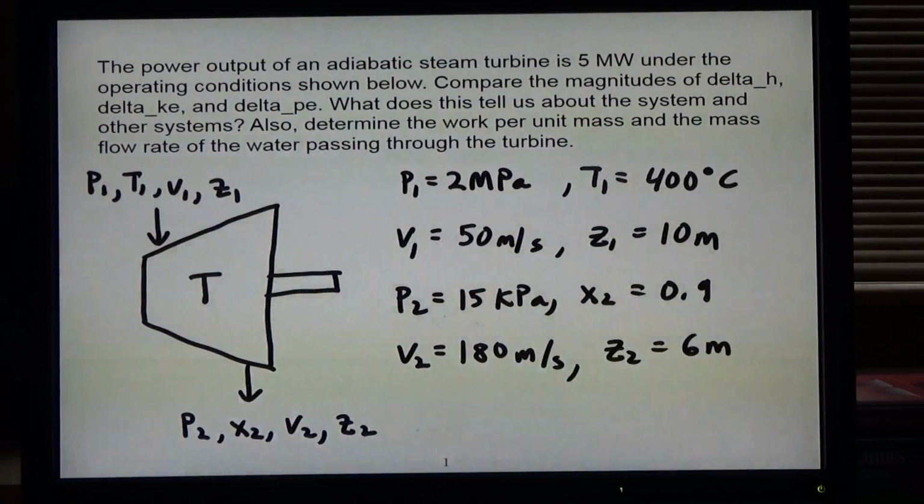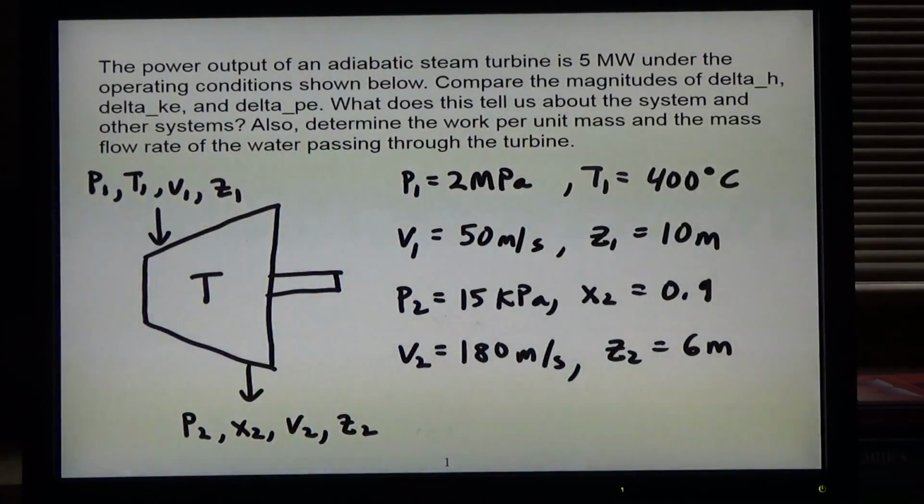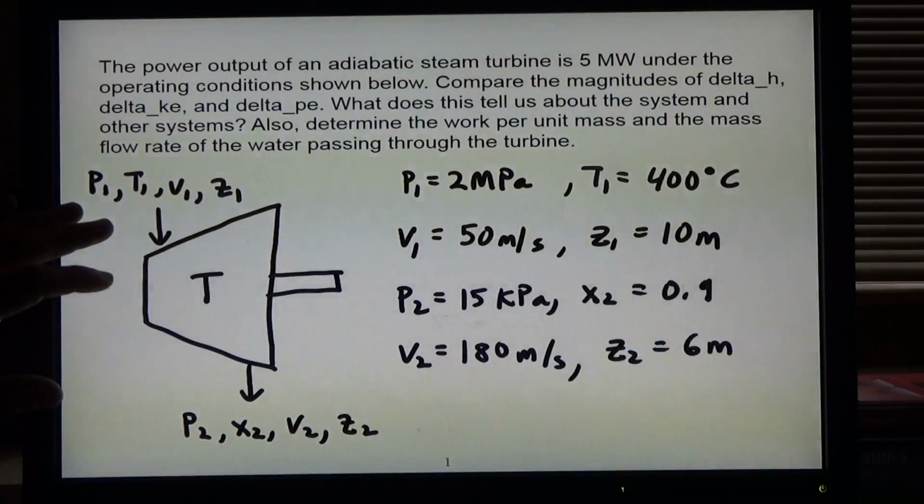Okay, let's do this turbine problem. With this turbine problem, this is an example that I really like to show because it explains to us why we neglect certain terms in the first law for open systems. What we have here is a turbine with realistic values at the inlet and the exit.